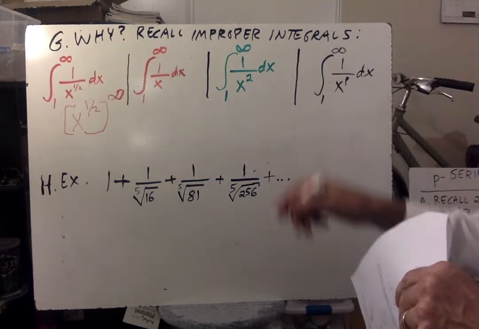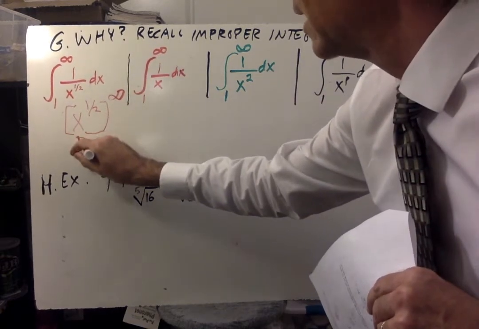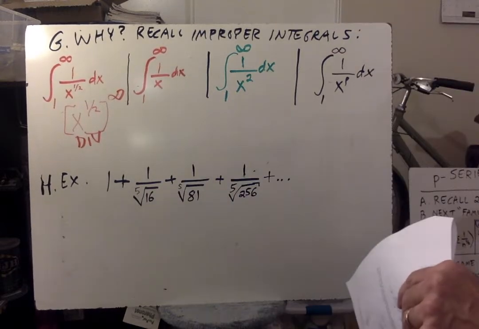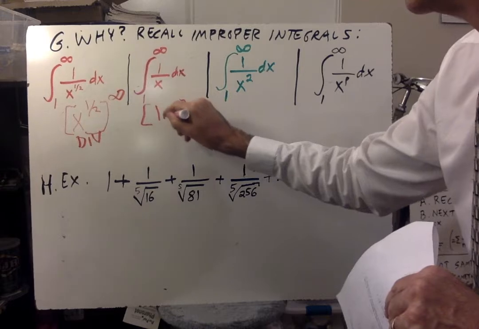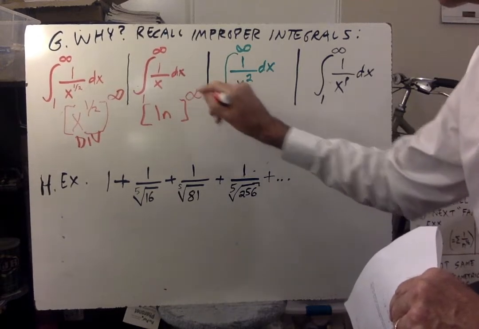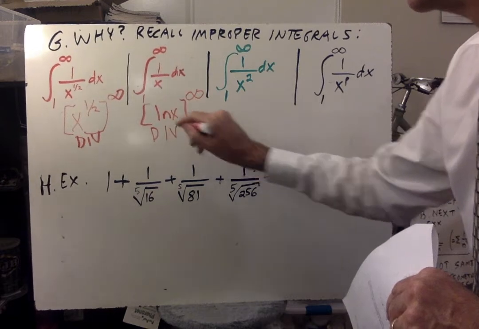So x to the 1/2 as x gets bigger and bigger and bigger, all right, that's bad. That diverges. That gets bigger without bound. For this one, if you take the antiderivative, you get, of course, natural log of x. As x gets bigger and bigger, that also gets bigger and bigger and bigger, and that also diverges.